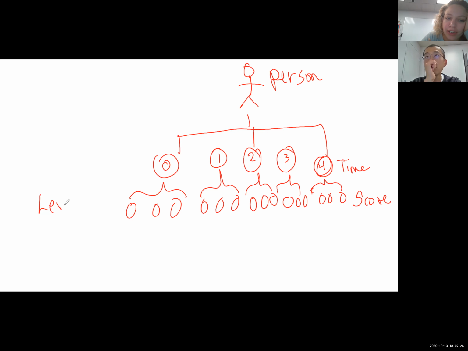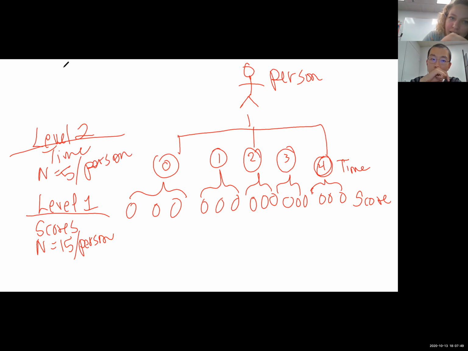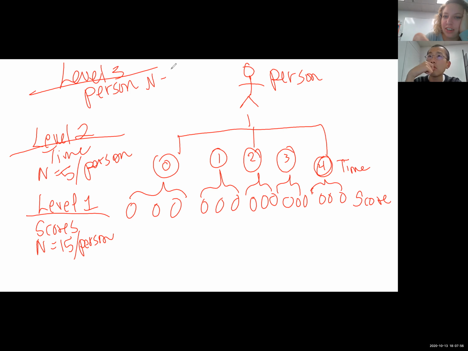So this would be level 1. Level 1 is made up of the individual scores, which you have n equals 15 per person. Level 2 would be the time points, which you have 5 per person. And then level 3 would be the person, where n is the number of persons. So this is one way to do it, as a 3-level model. Now, the other way to do it is called a cross-classification model.